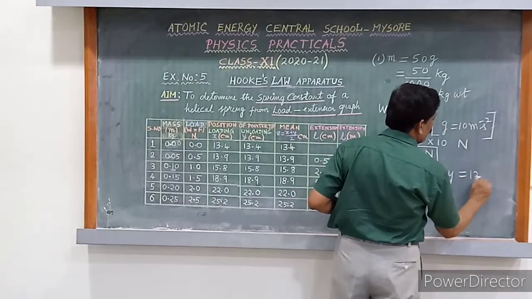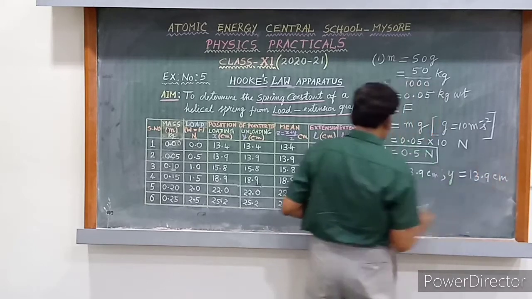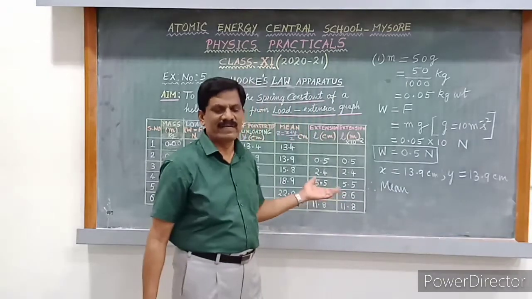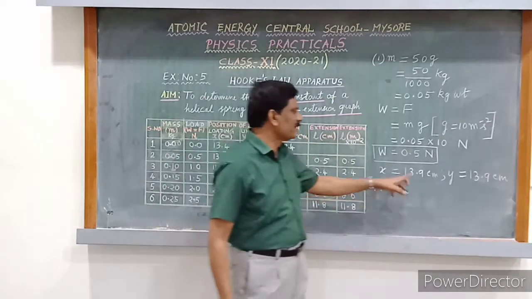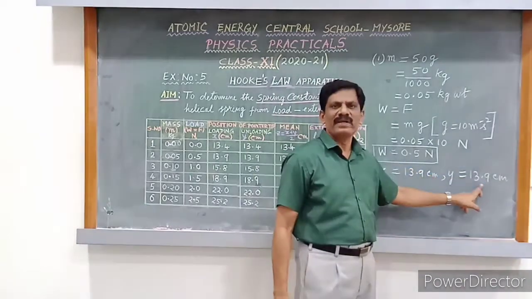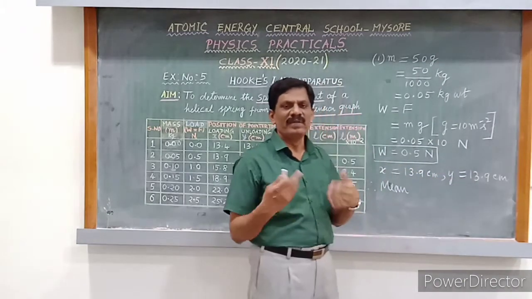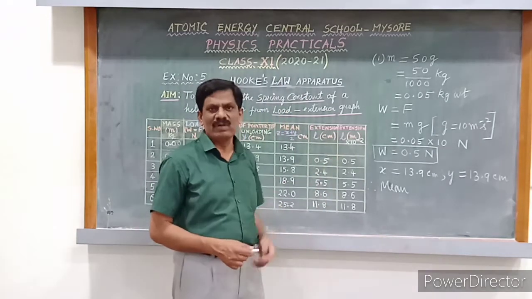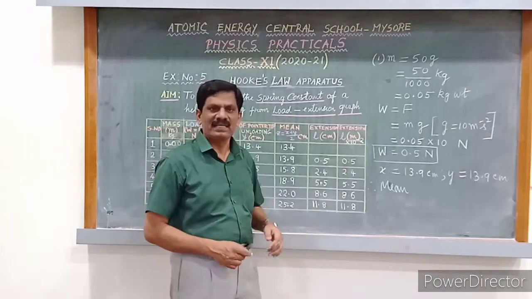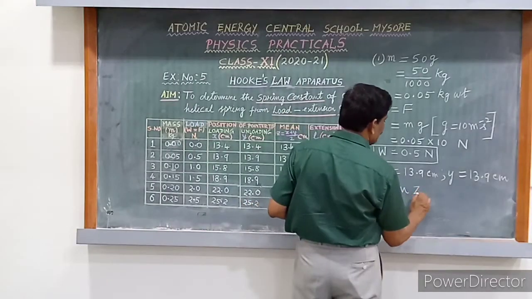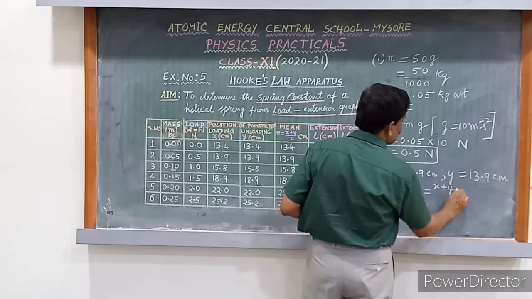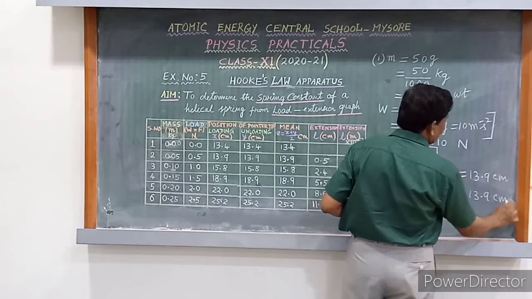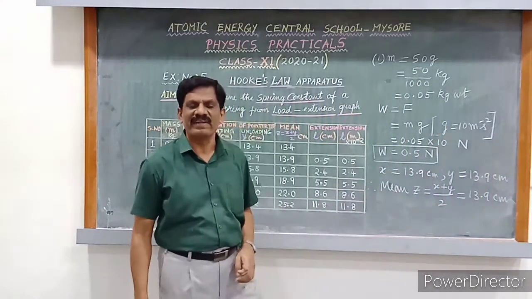So Y is also equal to what? 13.9 centimeter. Therefore, the mean value of X and Y, it is easy, no? Suppose if you get here 13.9 and here 14.1, when you add these two, it will be 28 divided by 2 is equal to 14.0 will come. But as I have got the same values of X and Y, now I find that mean Z is equal to X plus Y divided by 2, so that this is equal to what? 13.9 centimeter. Are you all understanding how to find the average?